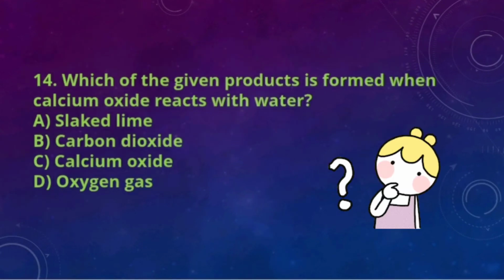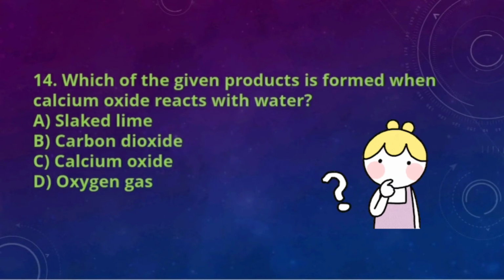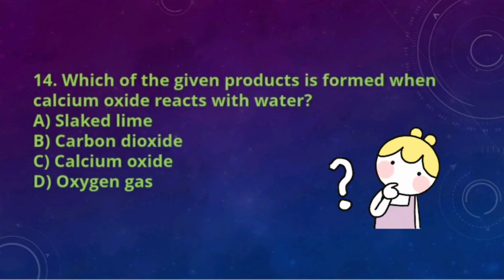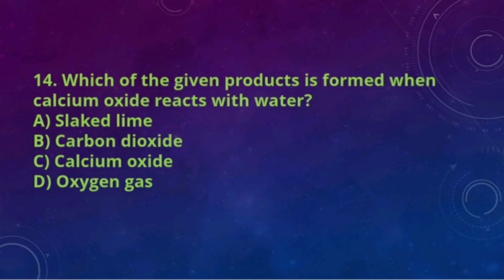Question number 14. Which of the given products is formed when calcium oxide reacts with water? The options are option A, slaked lime, option B, carbon dioxide, option C, calcium oxide, and option D, oxygen gas. Let's write the chemical equation. Calcium oxide reacts with water to form calcium hydroxide, which is chemically known as slaked lime. So the answer is option A, that is slaked lime.